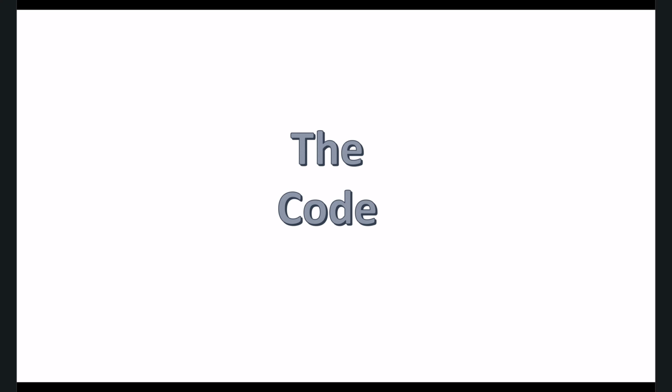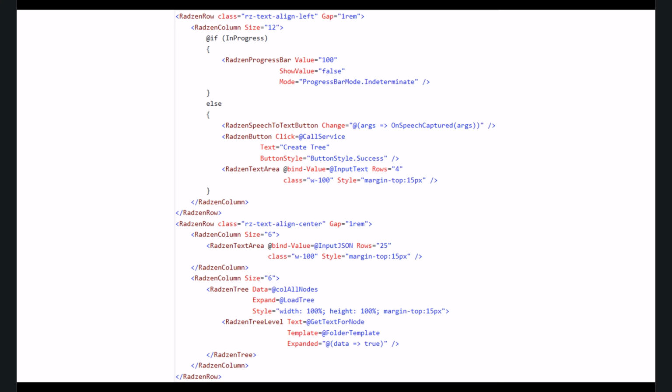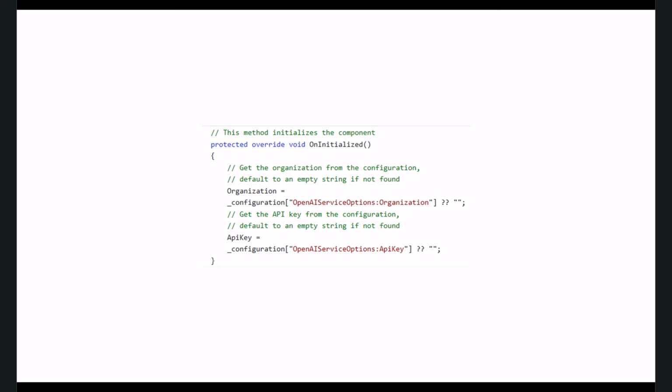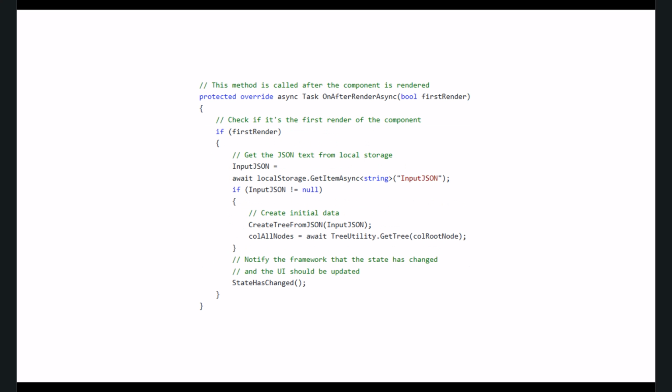The code. The UI code is simple, just a text box for the prompt, a box to display the JSON, and the tree control. In addition, Radzen has a speech-to-text button control that allows you to easily convert audio into text. When the page loads, the OpenAI keys are retrieved. We have to wait for the OnAfterRenderAsync method to execute before trying to grab the latest JSON from application storage.